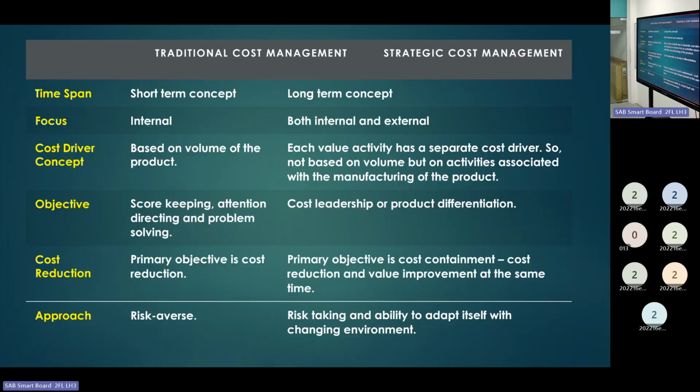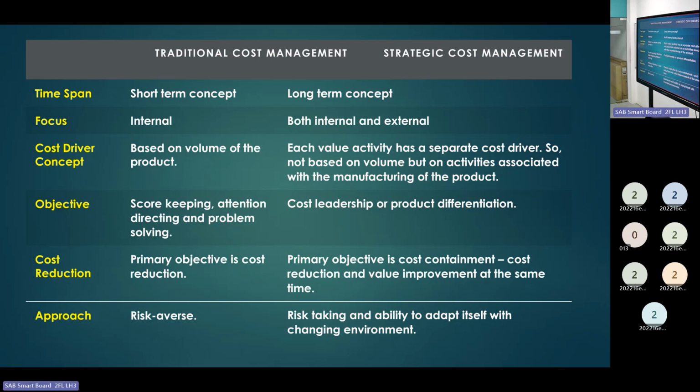Right. So here, look at the traditional cost management and strategic cost management. The main differences: traditional cost management, short-term concept, right? Strategic cost management, long-term. Traditional cost management, focus internal. Strategic cost management, focus external, both internal and external, right? Internal you can't ignore. Internal as well as external. Again, the cost and the strategic positioning, external factors, those are considered.